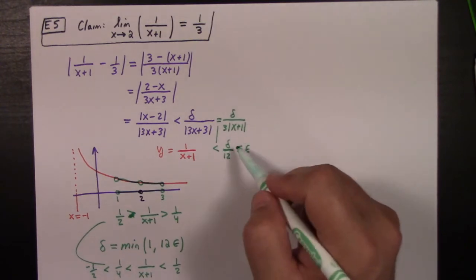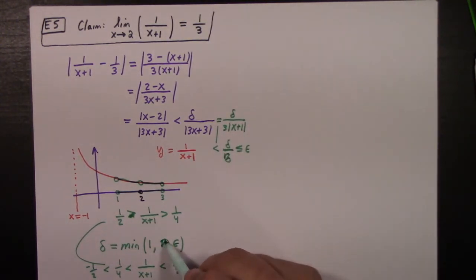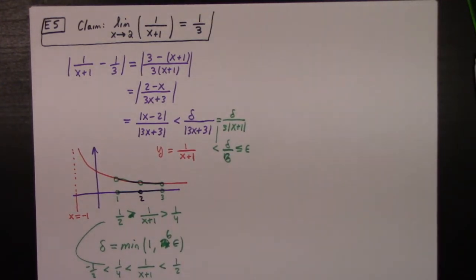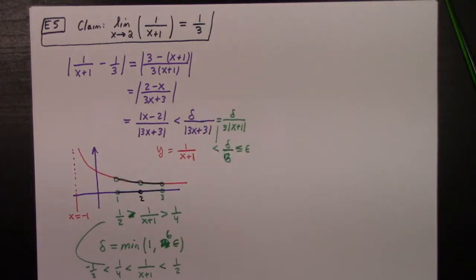So that this is less than delta over 3 times 2, which is 6. So yeah, not 12 epsilon. I want that to be 6 epsilon. That's why this is called scratch work. As you can see, it's scratchy. All right, so let's finish this thing.